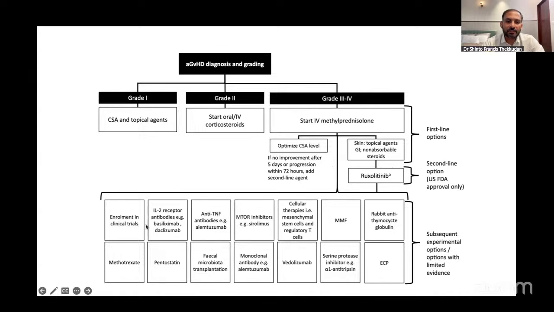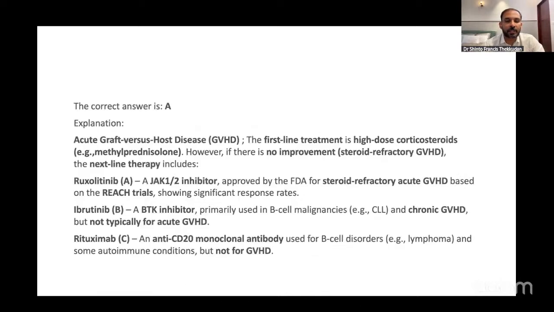Then other agents include methotrexate, pentostatin, basiliximab and daclizumab, that is IL-2 receptor antibodies, anti-TNF, alemtuzumab, and sirolimus, which is an mTOR inhibitor, and other mesenchymal stem cell therapies, MMF, rabbit ATG, fecal microbiota transplant for GI GVHD, monoclonal antibodies, alemtuzumab, vedolizumab, alpha-1 antitrypsin, extracorporeal photopheresis. This is basically for chronic GVHD, skin GVHD, extracorporeal photopheresis. So correct answer would be A.